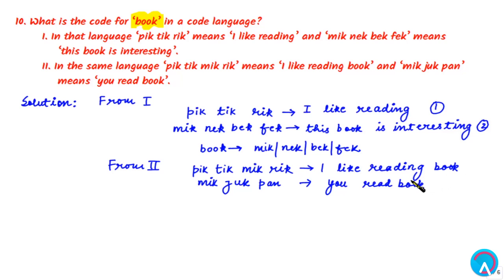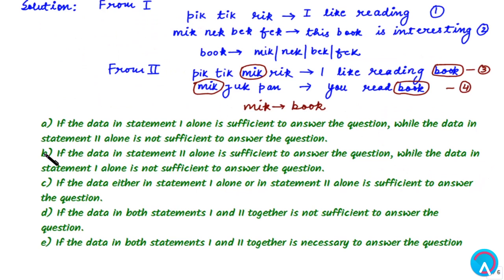And in statement 2 we can see that if we call this as third and this as fourth, in 3 and 4 we can see here that book is common. And here we can see that mick is common. So from second we can say that mick will correspond to book. So that means from second statement we can get the answer. That means B is the correct option here. That means if the data in statement 2 alone is sufficient to answer the question, while the data in statement 1 alone is not sufficient to answer the question.